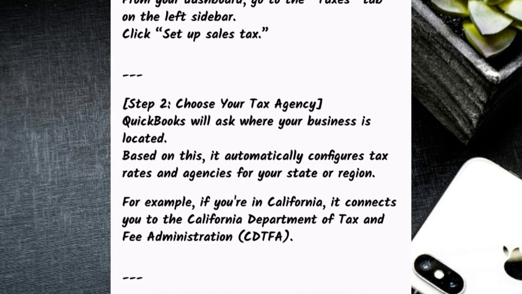Step 2 is to choose your tax agency. QuickBooks will ask where your business is located, and based on this, it automatically configures your tax rates and agencies for your state or region. For example, if you're in California, it connects you to the California Department of Tax and Fees Administration.